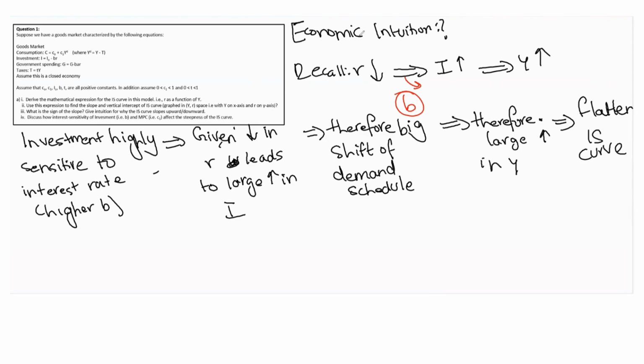That is because when investment is more sensitive to interest rates, in this particular pathway, the increase in investment is more, which will mean the demand schedule will shift up more in the goods market model. So as a result, we'll see a much larger increase in output for a given change in interest rate, and we'll have a flatter IS curve. We can also graphically illustrate this.